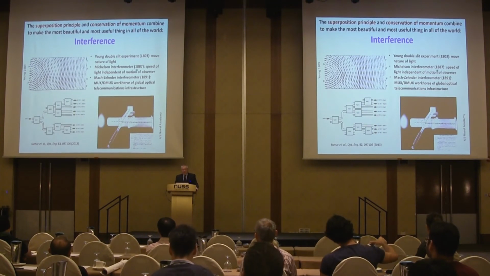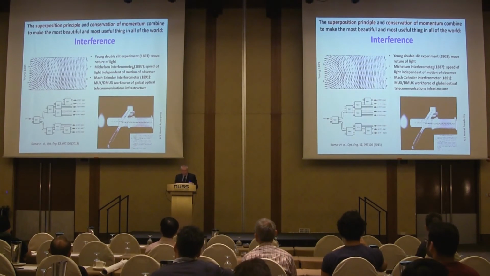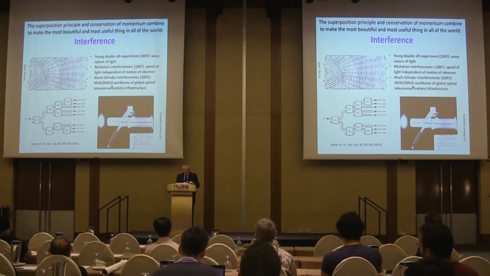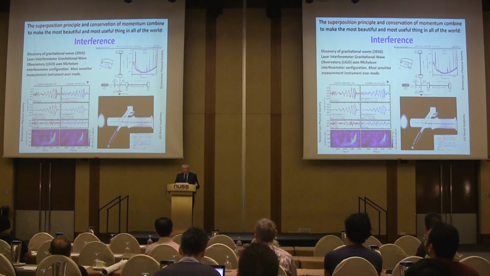So then another aspect of interference, the Michelson interferometer, gave us the experimental basis for the theory of relativity. And now, every time you pull out a telephone and look at a cat video, you're using an optical telecommunications network for which the high-speed switching capability is provided by Mach-Zehnder type interferometers. And the most sensitive measurement instrument ever devised, LIGO, once again is based on the Michelson interferometer.